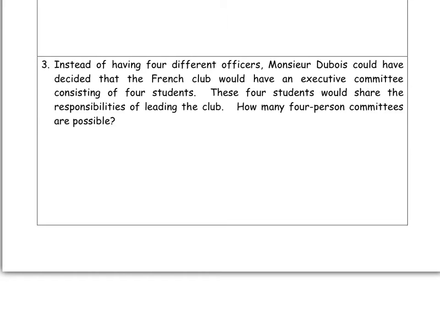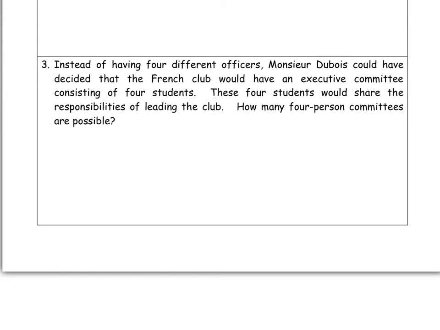Let's take a look at this last scenario about the French club. Instead of having 4 different officers, Monsieur Dubois could have decided that the French club would have an executive committee consisting of 4 students. These 4 students would share the responsibilities of leading the club. How many 4-person committees are possible?